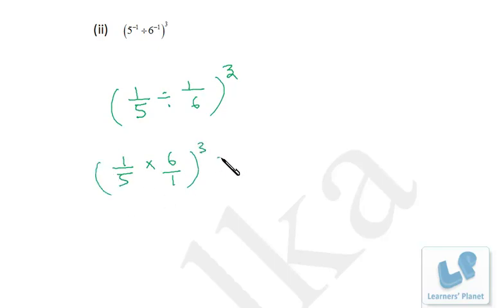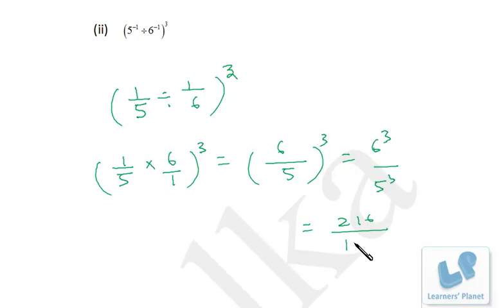Now let's see this case. 5 raised to minus 1. So I have to write it as 1 upon 5 divided by 6 raised to minus 1, which is 1 upon 6, raised to 3. First solve the expression that is inside the bracket. So it can be written as 1 upon 5, put a sign of multiplication and write down the reciprocal of this once again. So it is 1 into 6 is 6, 1 into 5 is 5, whole cube. So that is 6 cube by 5 cube. 6 cube is 216, and 5 cube is 125. Okay, isn't it very simple?